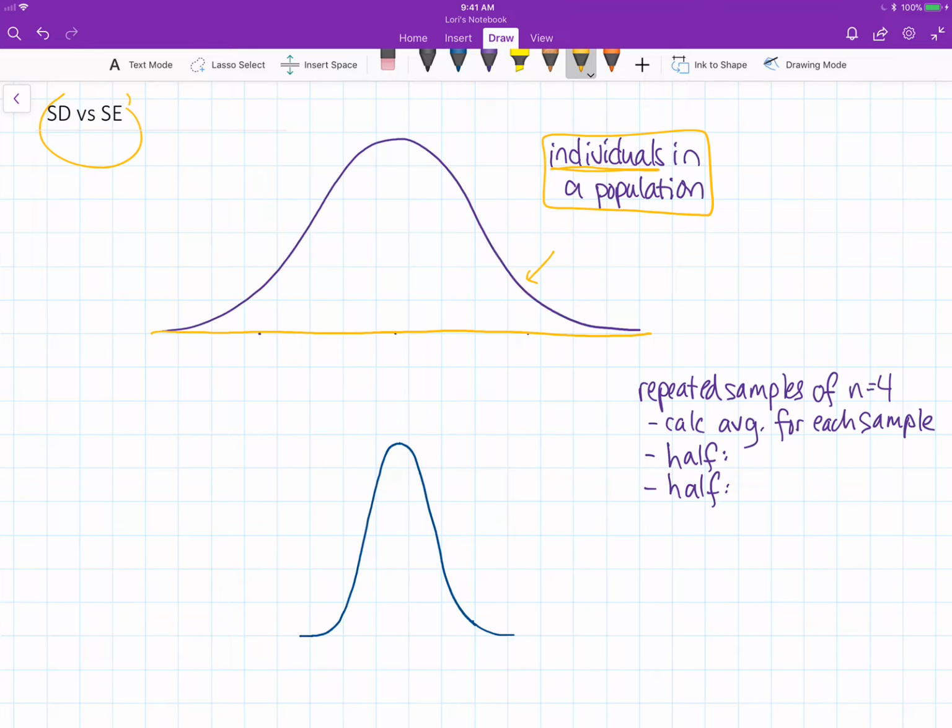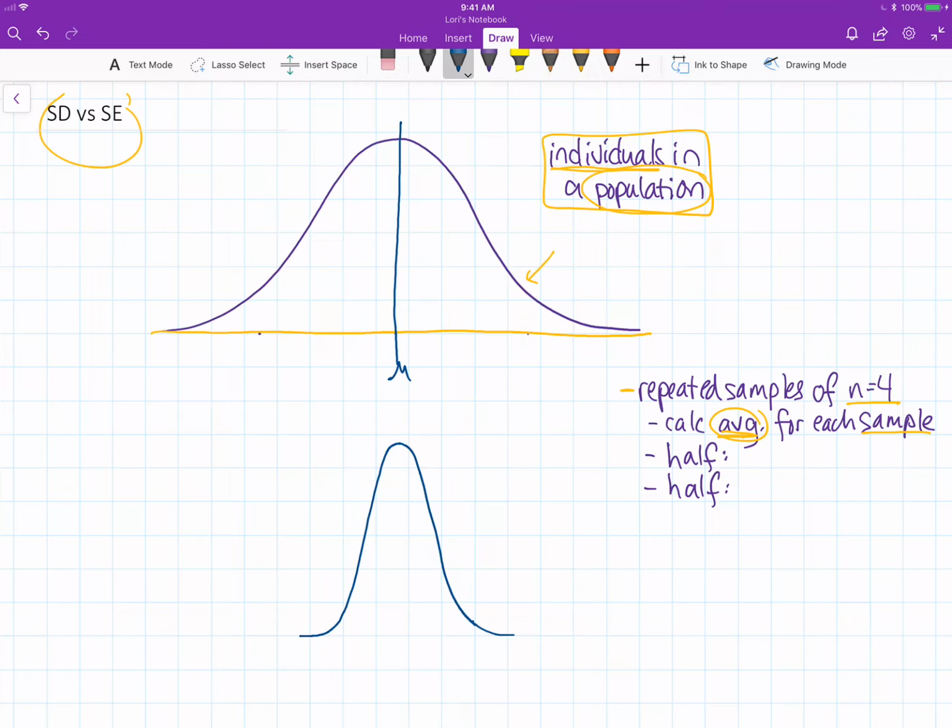What we'd like to look at in this particular video is the relationship between sample size and hypothesis testing. So let's imagine that we are taking repeated samples of size n equals 4. Out of this population, we draw 4 people at random, and then we put them back. For each sample, we calculate the average. We would expect, just by chance, that half of those averages would be above the population mean.